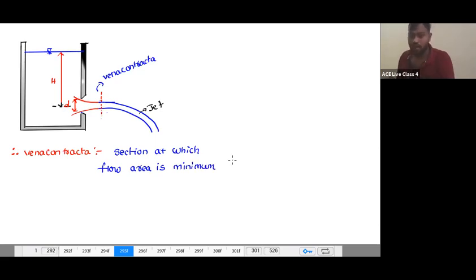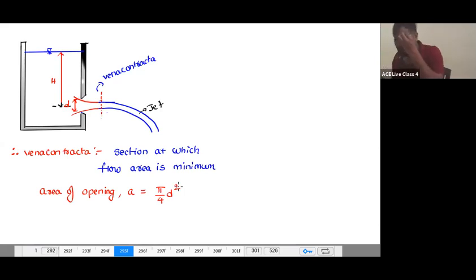Okay. So now, as D is the diameter of the orifice, the area of the opening, small a, is represented by pi by 4 d square. Whatever the area of the opening small a is, it is nothing but pi by 4 d square. So keep that in your mind. This is the area of the opening.